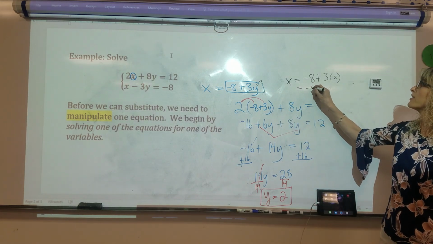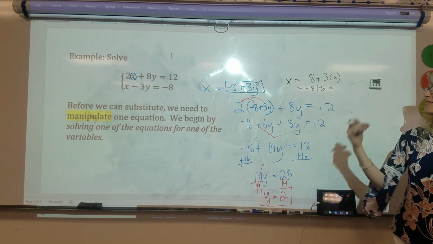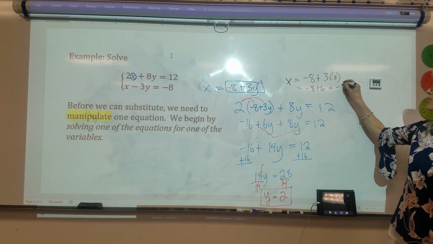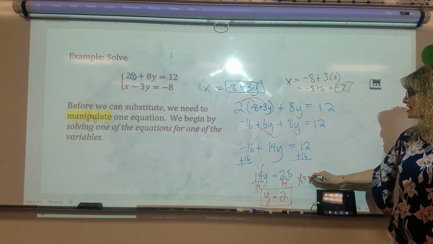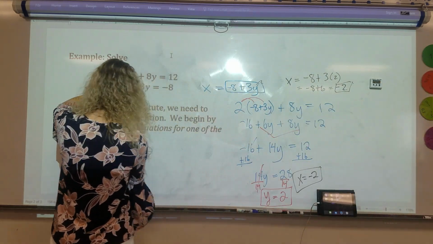And I get negative 8 plus 6. Mentally, what is it? Get ready? Negative 2. Good. So x equals negative 2. Now we should do a check step, just to make sure. Did we do it right?